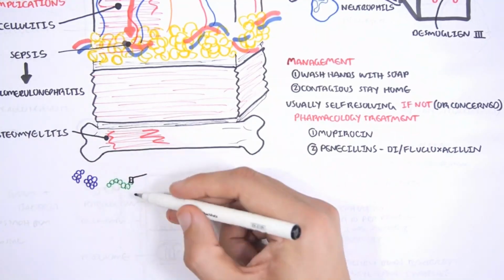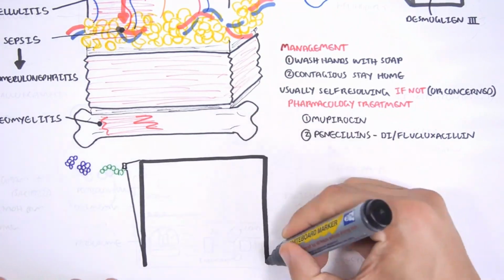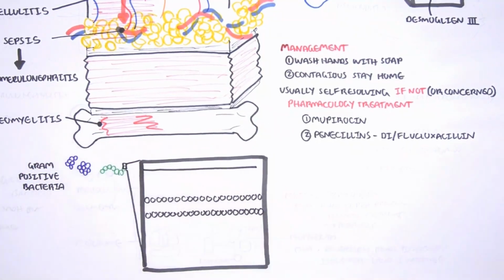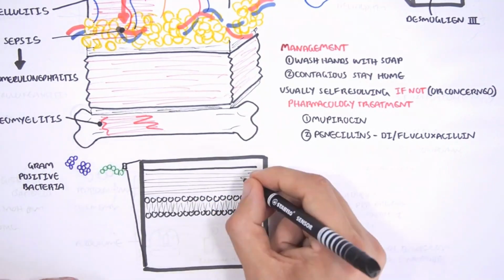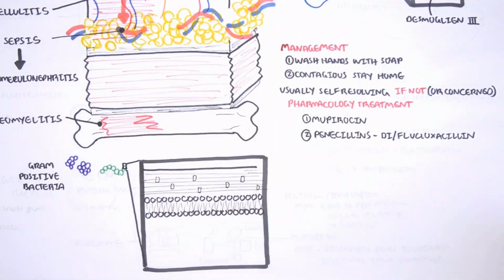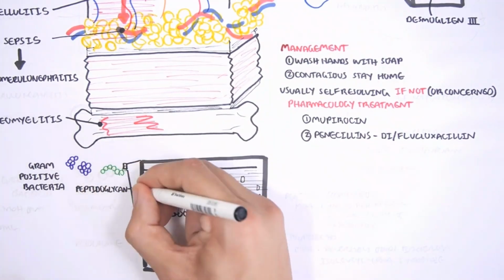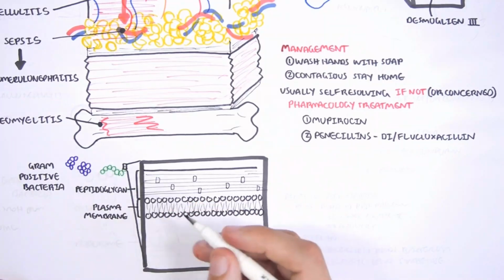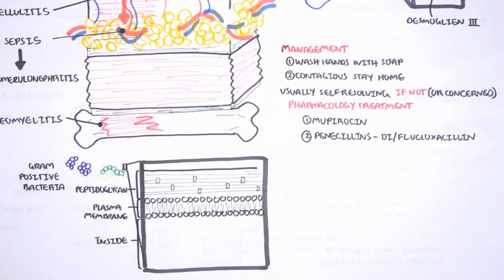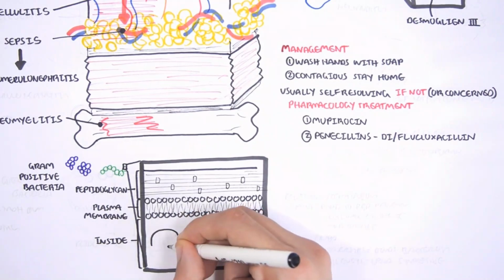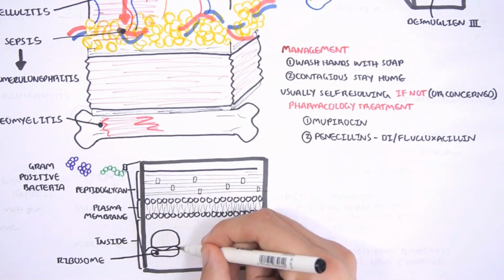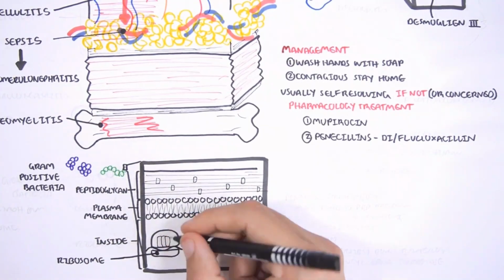Remember, the main causative organisms of impetigo are gram-positive bacteria, such as Staphylococcus aureus and group A streptococcus. If you remember, gram-positive bacteria have a thick outer peptidoglycan layer and under it a plasma membrane. Within the bacteria, you also have ribosomes, which are these machinery workshops which make protein. They make protein by reading RNA, specifically mRNA, and by reading mRNA, they are able to produce proteins.